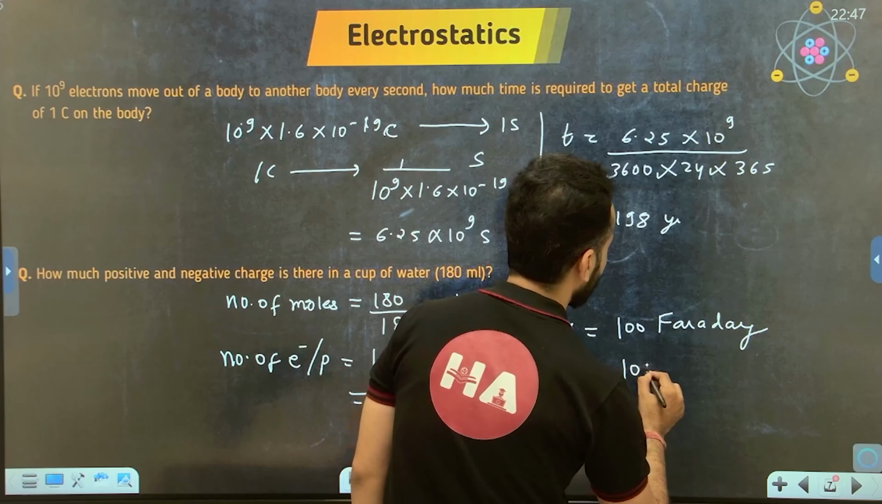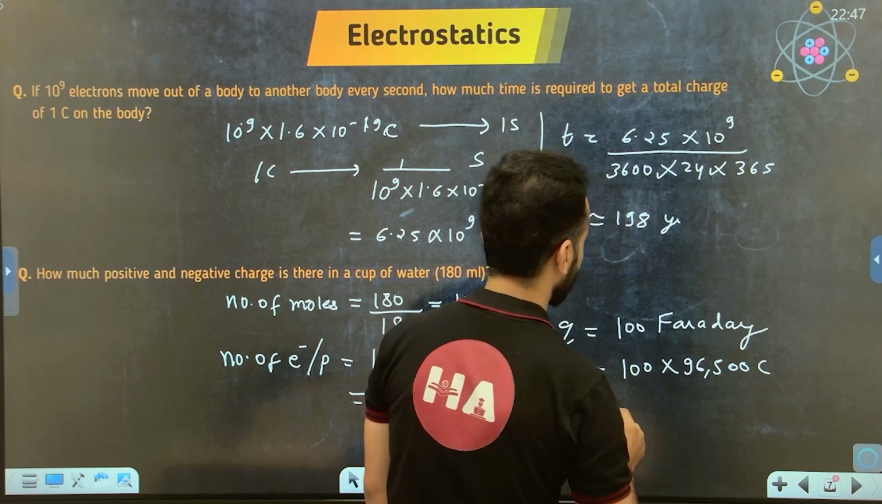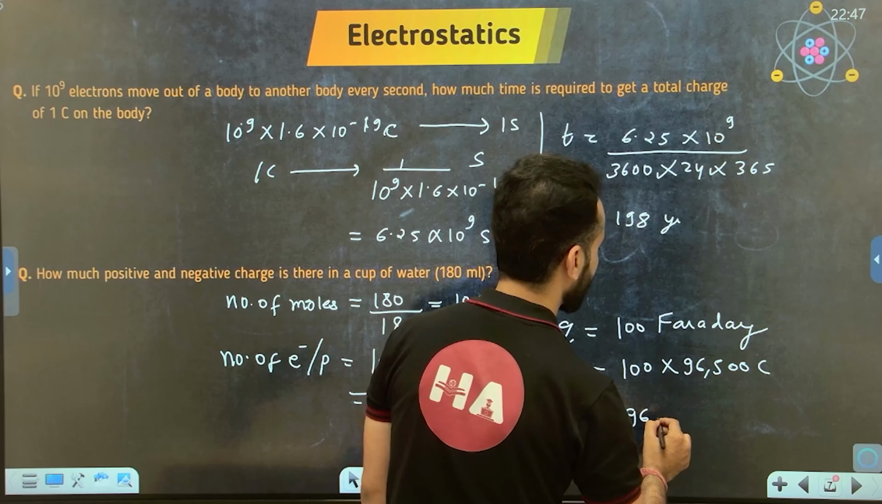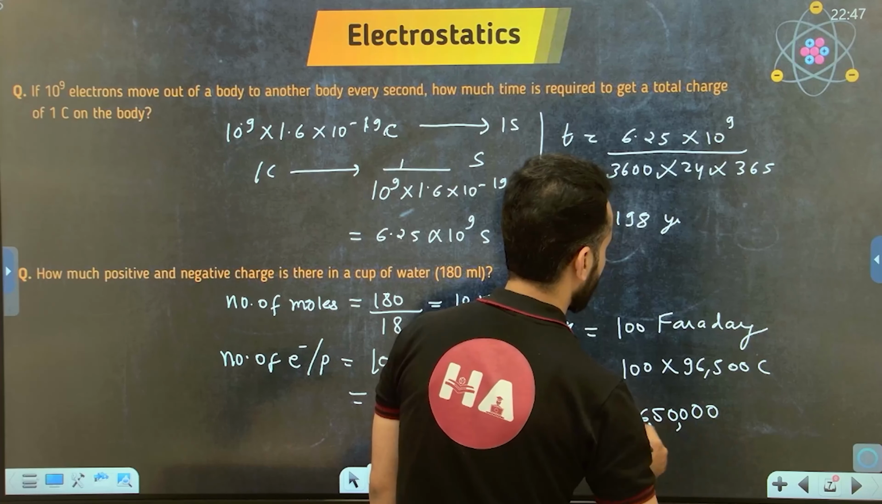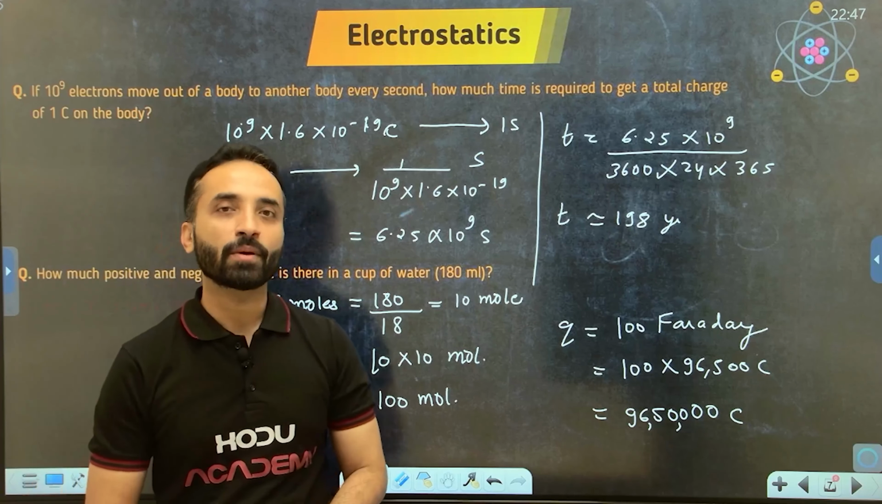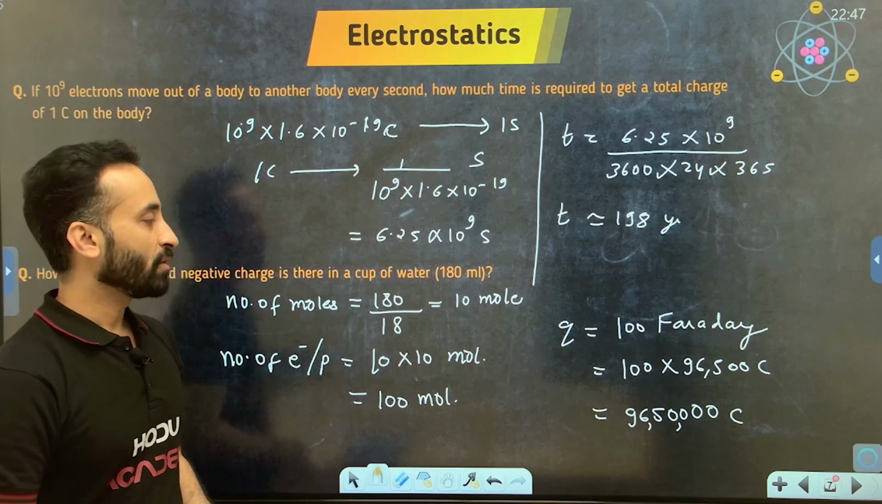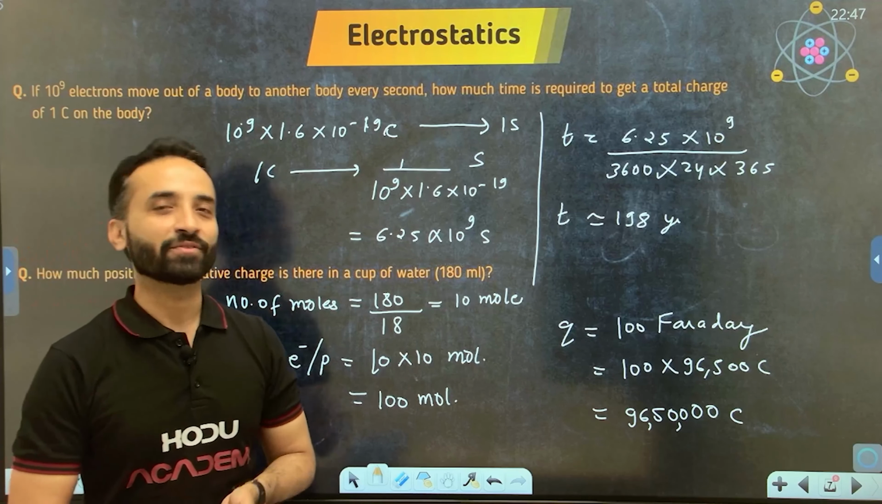So it's 100 into 96,500 coulomb. That's 96,50,000 coulomb, approximately 1 crore coulomb, or you can say 96 million, whatever.